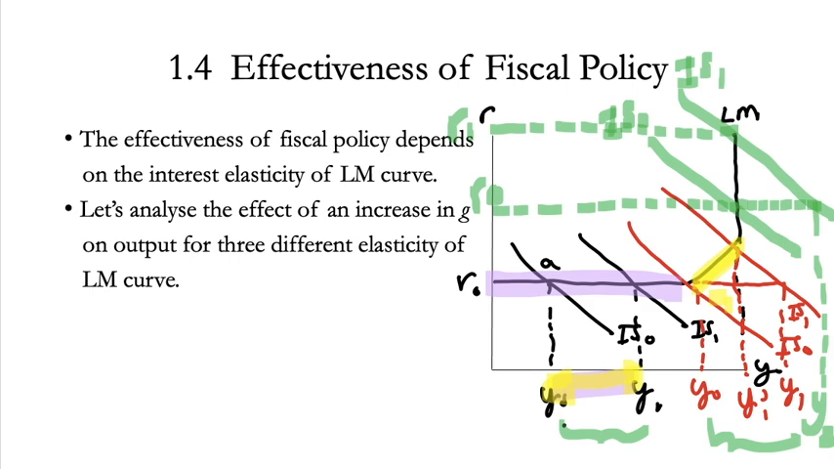So here you can see that the effectiveness of fiscal policy depends on the interest elasticity of the LM curve. At the flat segment here, it is very highly interest elastic. For upsloping, it's also interest elastic, but not as high as the flat segment. But the vertical one is perfectly interest inelastic. So when government gives increased government spending, it doesn't give any benefit at all, isn't it?